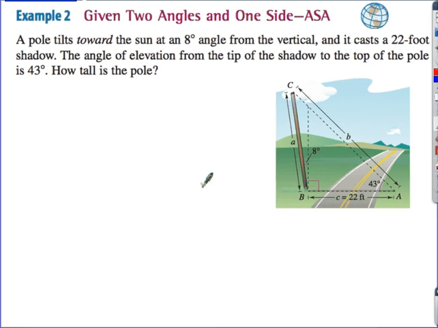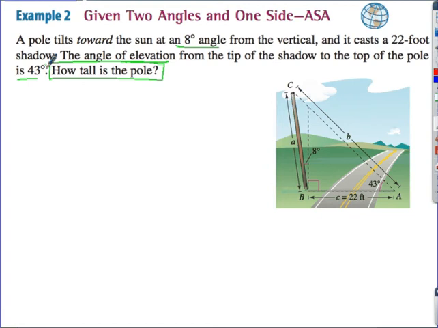Alright, hi class. We're working on sine law here, and in this case we're looking at example number 2. It says a pole tilts toward the sun at an angle of 8 degrees from the vertical, and it casts a 22-foot shadow. The angle of elevation from the tip of the shadow to the top of the pole is 43 degrees. Okay, and the question is, how tall is the pole?